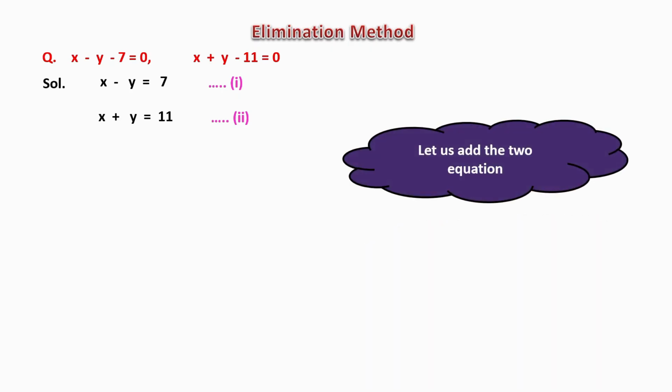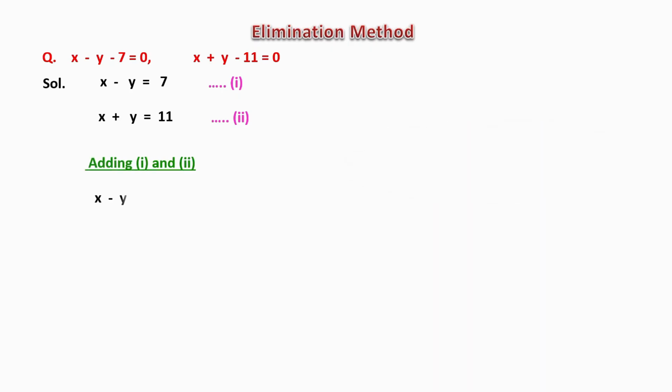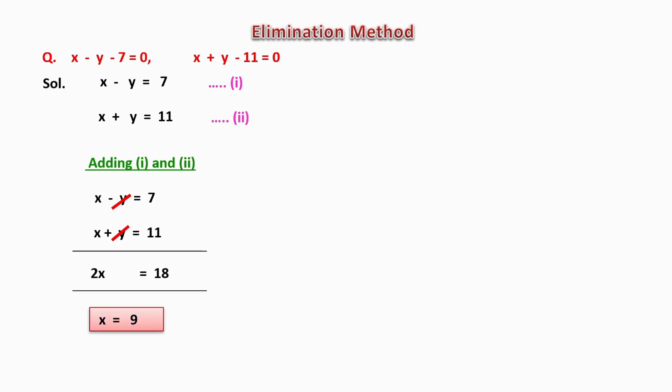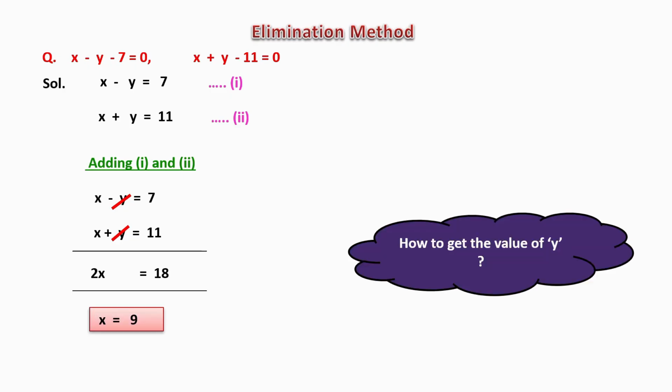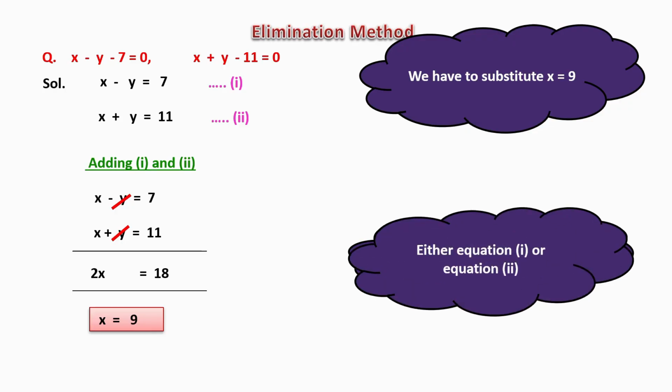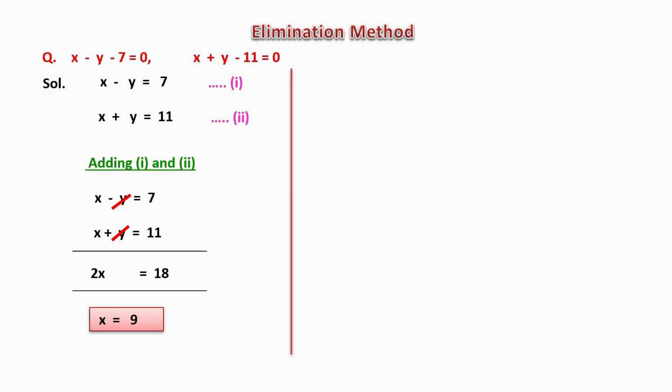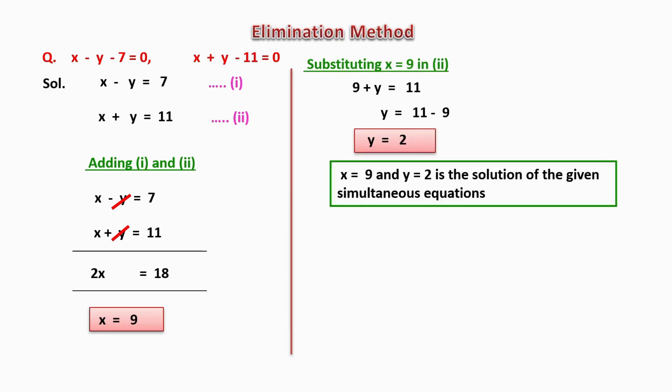Adding both equations, we get 2x equals 18. So, x equals 9. Now, to find the value of y, we substitute x equals 9 into any one of the equations. Let us use the second equation. 9 plus y equals 11. So, y equals 11 minus 9, which gives y equals 2. Therefore, x equals 9 and y equals 2 is the solution of the given pair of linear equations.